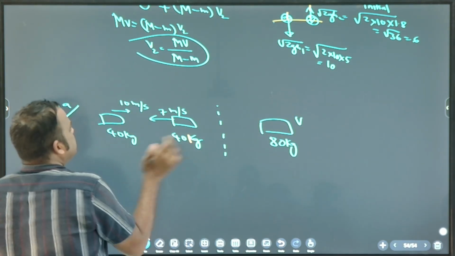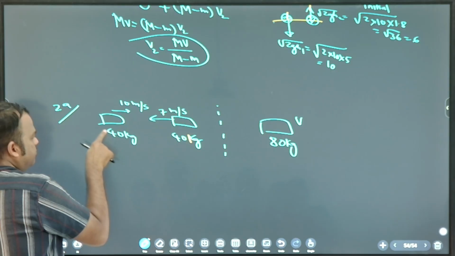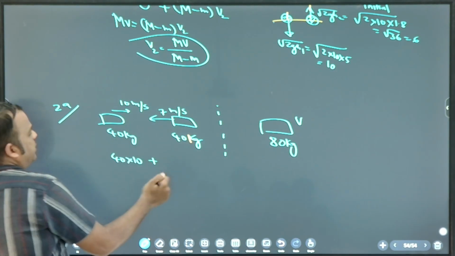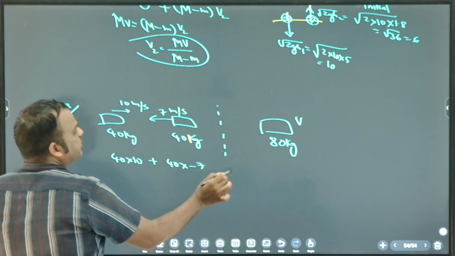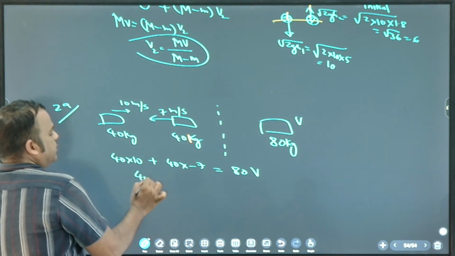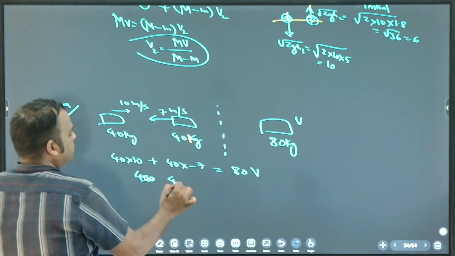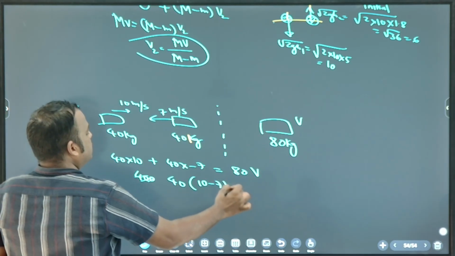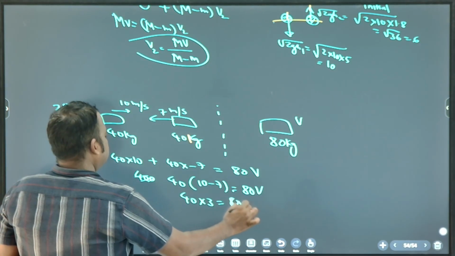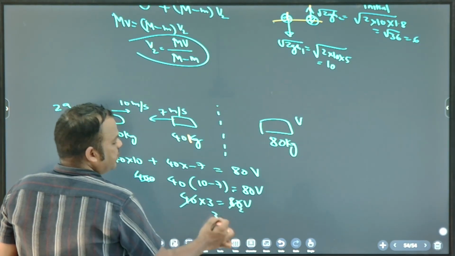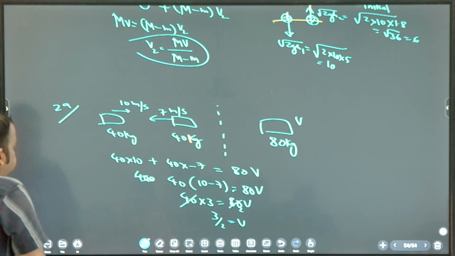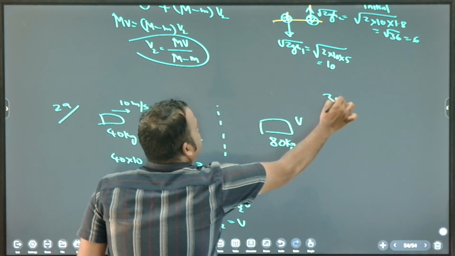So momentum conservation. What is the initial momentum? Plus 40 into 10 plus, minus 40 into minus 7. Very good. Is equal to 80 into v. So 40 common. Okay, 40 common. 10 minus 7 is equal to 80 v. Correct. 40 is 2 times. So 3 by 2. 3 by 2. Okay, 30.